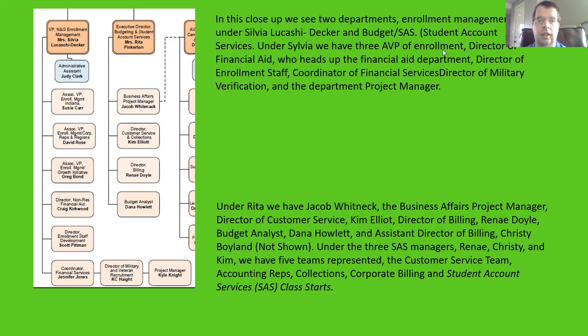Then we've got Rita Pinkerton, who heads up budget and student account services. Below her, we actually have five individuals, one of which is not pictured here in this chart. We have Jacob Whiteneck, who is one of our matrix relationship individuals, the project manager for finance; the director of customer service, Kim Elliott; and director of billing, Renee Doyle. They work with student account services, as does an assistant director of billing, who is not pictured here. That's Christy Boyland, and budget analyst Dana Howlett.